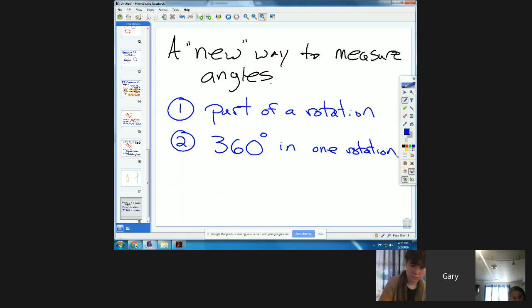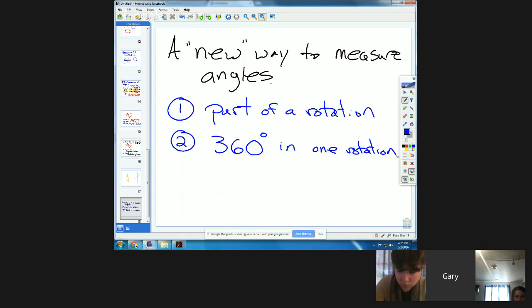360, I mentioned earlier, is kind of an arbitrary number. It's as arbitrary as saying there's 12 inches in a foot. Why is there 12 inches in a foot? Because someone decided that a long time ago. There's no good reason for it. Why is an inch as long as it is? Because someone felt like it. Same thing with 360. Why 360? There's no really good reason for it.